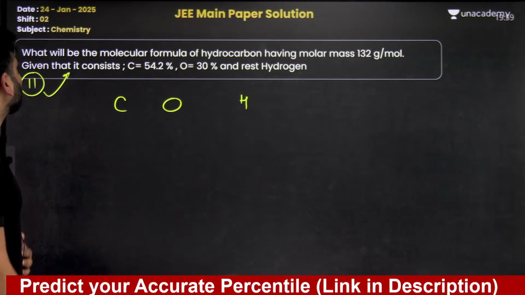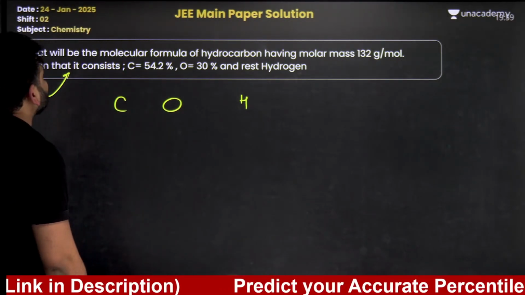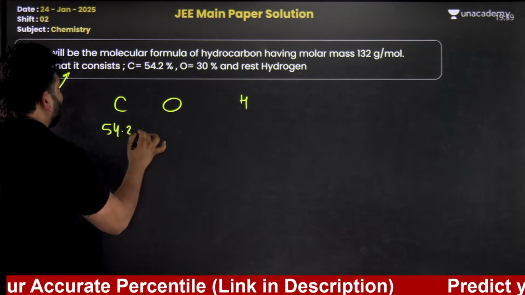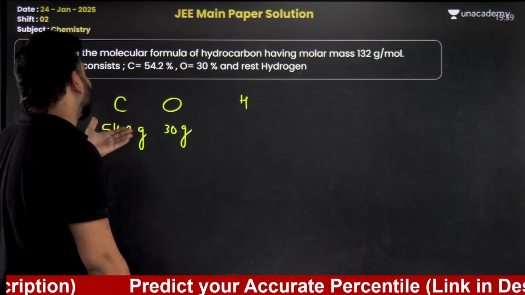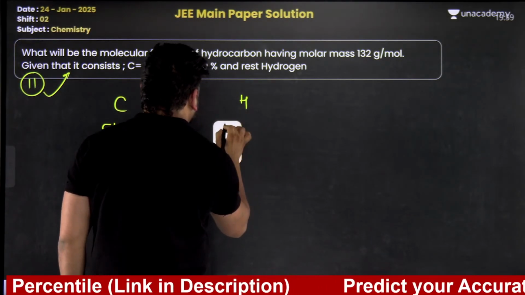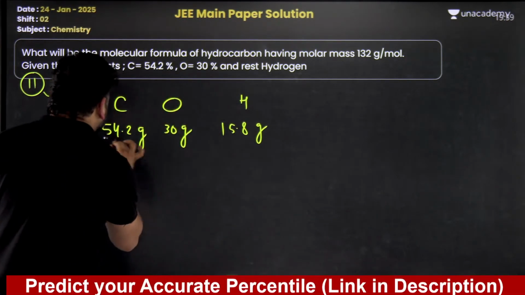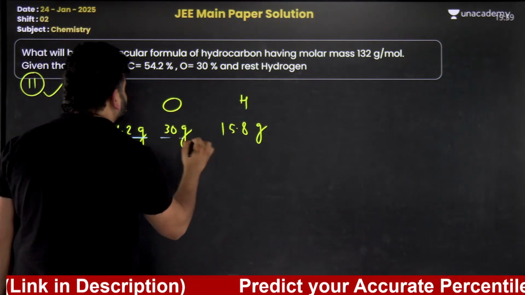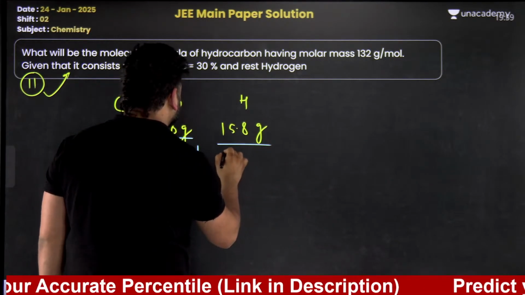This question number 11 is: what will be the molecular formula of the hydrocarbon having a molar mass of 132 gram per mole, given that it consists of carbon, hydrogen and oxygen. So carbon is 54.2 grams you have to consider, oxygen as 30 grams. So this will be 100 minus 30, 70, minus 54.2, which is 15.8 grams. So guys, you can find the number of moles by simply dividing by their molar masses. This is 12 gram per mole, this is 16 gram per mole, and this is 1 gram per mole.